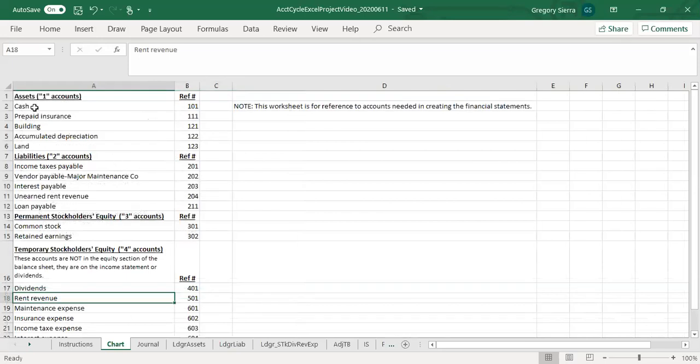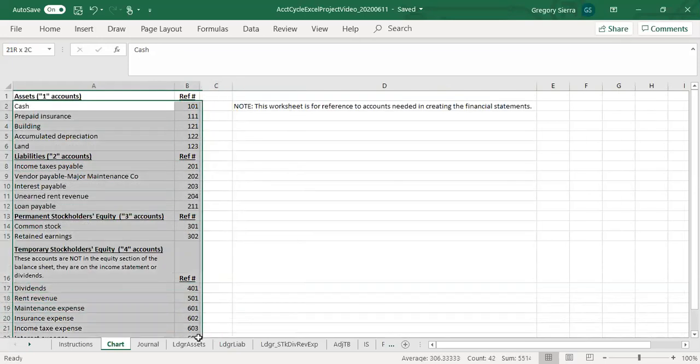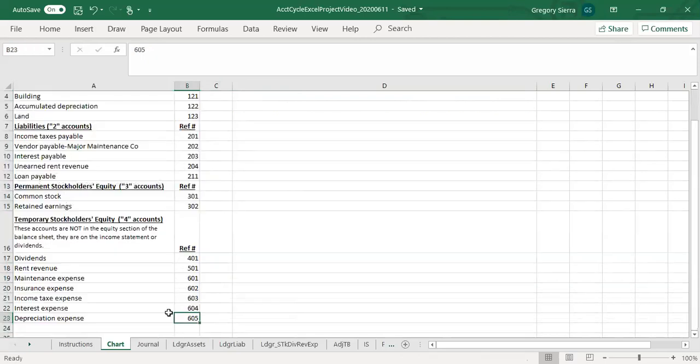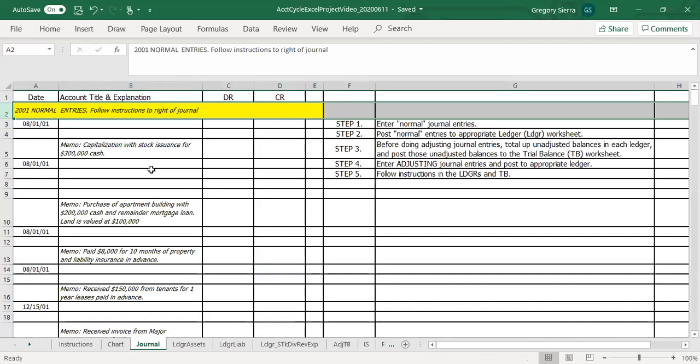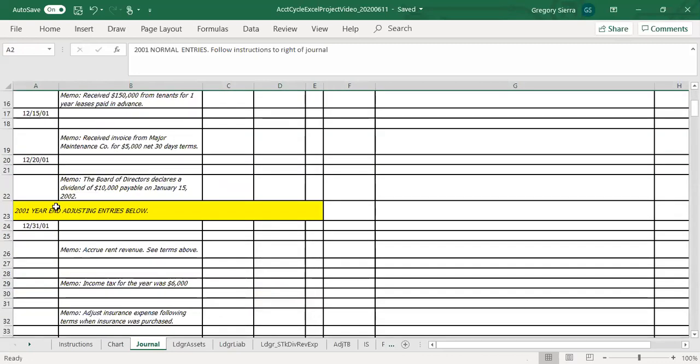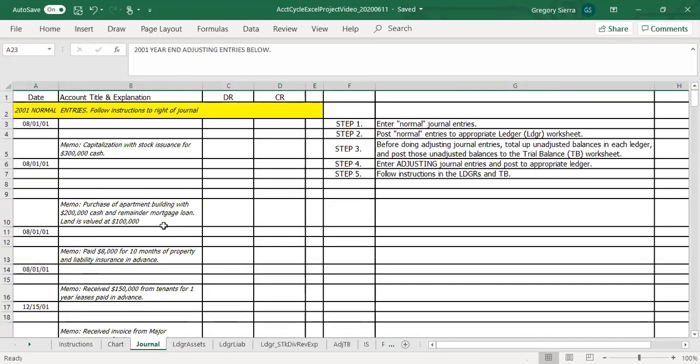And this chart of accounts is just a reference to tell you all the accounts that are involved in the problem. And I'm just going to jump right into it and start with the normal entries. So the setup here is you have a bunch of normal journal entries which occur during the year, and then we'll have year-end adjusting entries, but we're not going to do those till we take care of some other business. So the first thing we have to do is just take care of the normal journal entries.